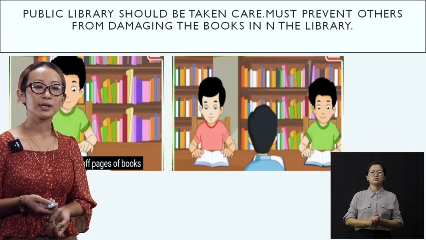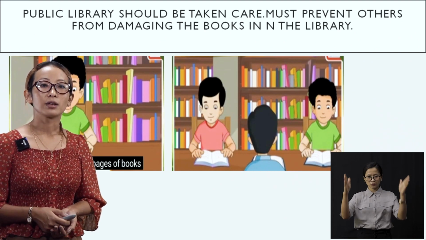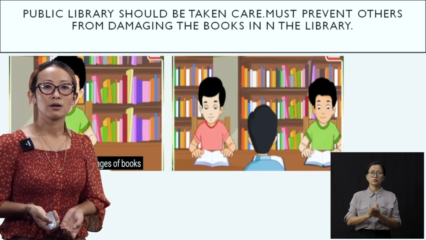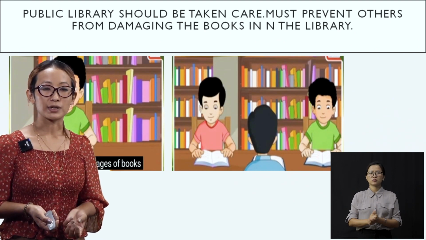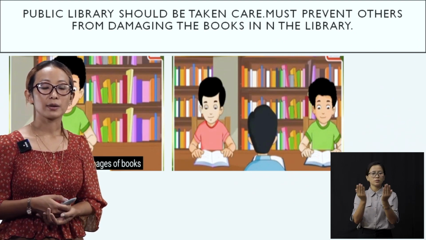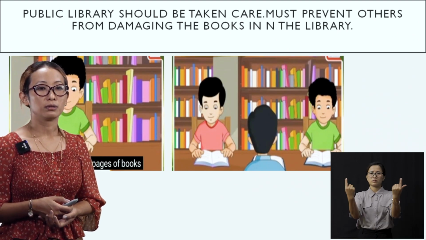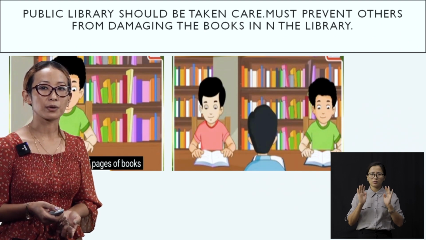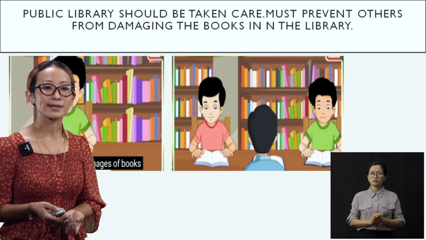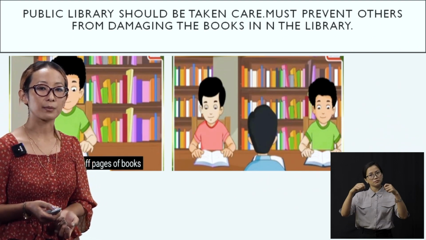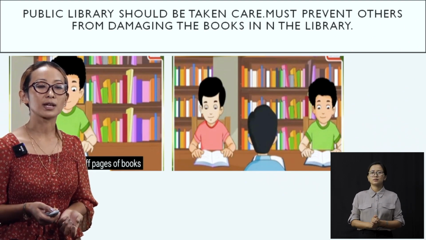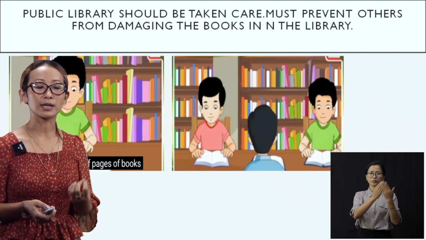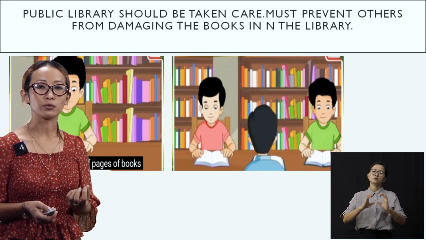Next, the public library is also public property, and it should be taken care of, and we should also prevent others from damaging the property in the library. In the library, we go and read books, yes or no? So if you see your friends tearing away the pages of the books, you should prevent them, and tell them that it belongs to everyone. It is public property, so it is your duty and my duty to take care of this, and we should not do that.